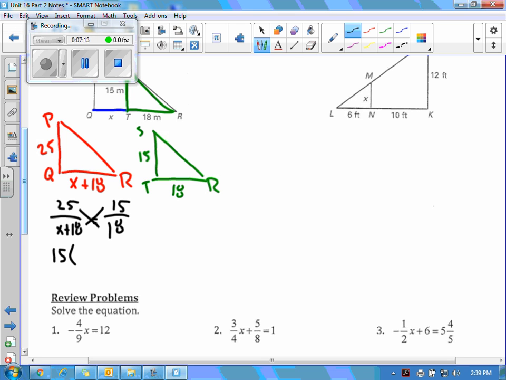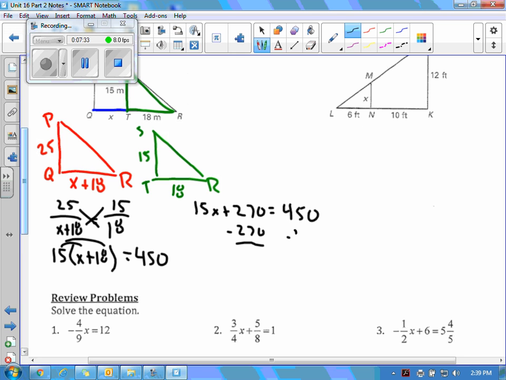So I'll have 15 times the quantity x plus 18 equals 25 times 18, which is going to give me 450. So I have to do the distributive property here. That'll give me 15x plus 270 equals 450, and then it's just a two-step problem. So I'm going to subtract 270 from both sides, and I'll get 15x equals 180, and then I'll divide both sides by 15, and I'll get x equals 12. So that'll be my answer, and that should be 12 meters.